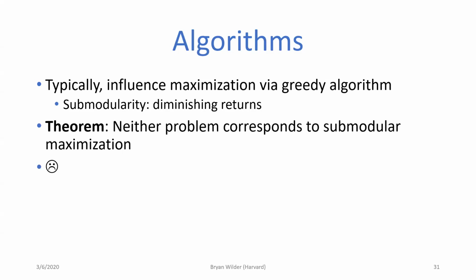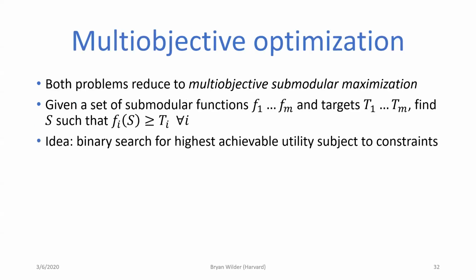Unfortunately, you can fairly easily show that neither of our problems actually corresponds to an instance of submodular maximization, but the more intricate structure where we take a minimum over groups, or we have constraints for every group, breaks that diminishing returns property. And with it, essentially all of the nice algorithmic work that people have done for influence maximization in general. Fortunately, though, you can show that our problems belong to a more general class of problems called multi-objective submodular maximization.